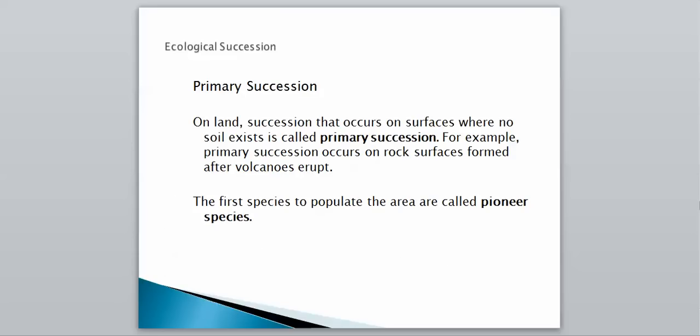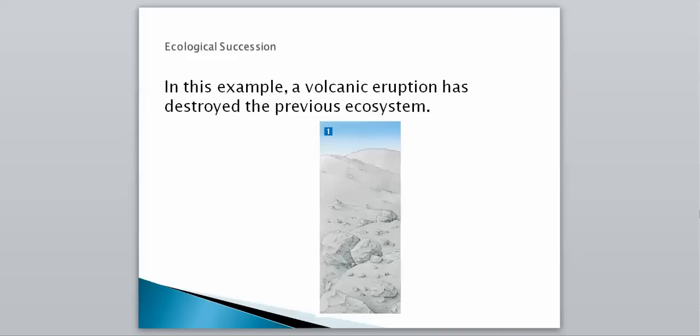The first one would occur on land, and it's succession that occurs on surfaces where no soil exists, and that's going to be called primary succession. And that's going to occur, for example, on rock surfaces formed after volcanoes erupt. So that's kind of what I was alluding to before. And so the first species that are going to populate the area right after the volcanoes erupt, they're called the pioneer species.